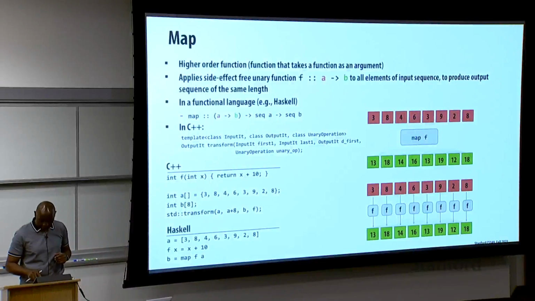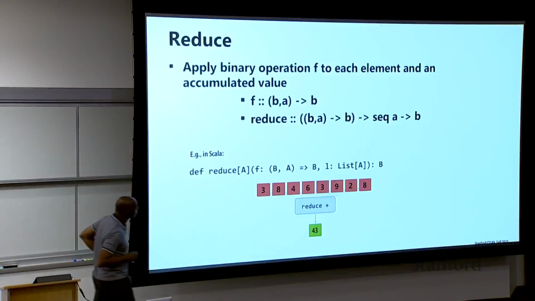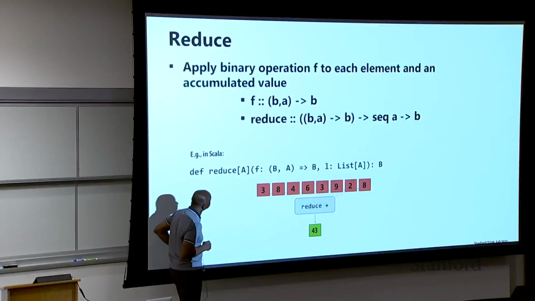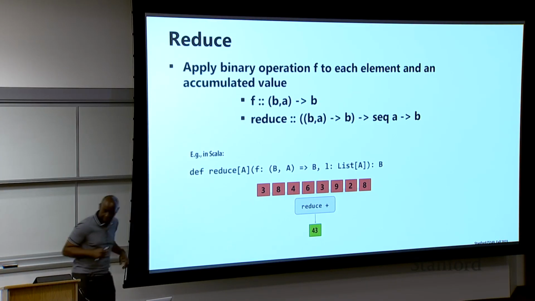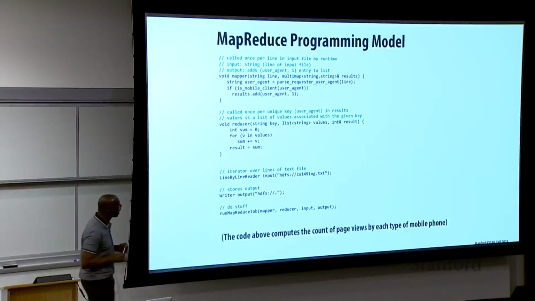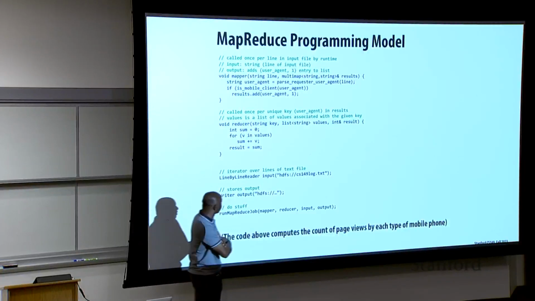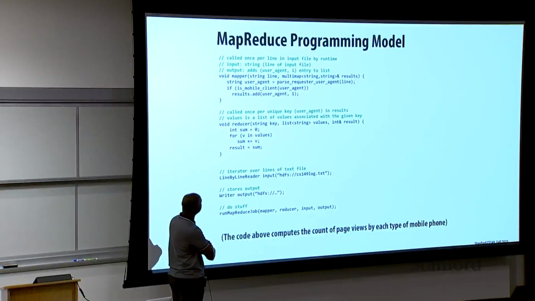All right, so the other operation is reduce. Reduce will take a sequence of type A and produce a single element of type B by using some sort of reduction function. Now let's think about the map-reduce programming model and a way of counting page views of each type.